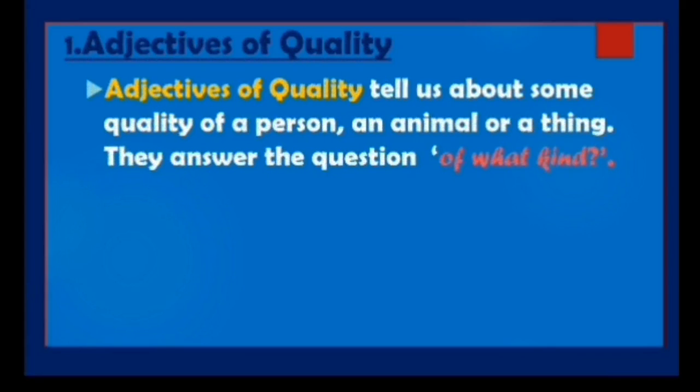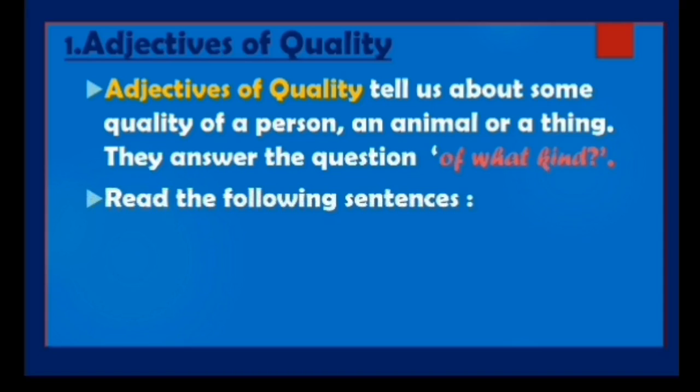Adjective of quality. Adjective of quality tells about some quality of a person, animal, or a thing. They answer the question of what kind. Basically, the adjective of quality describes the look, appearance, color, size, and structure or shape of the noun or a pronoun we are talking about.